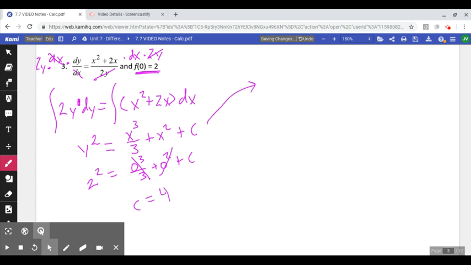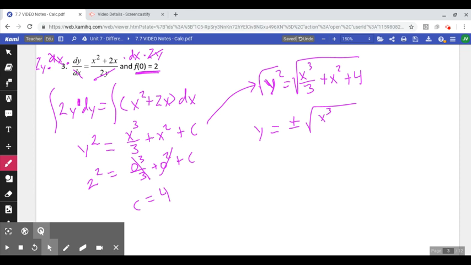At this point, what we need to do is go back to our, well, this is almost the general solution. We haven't solved for y yet. But we're going to go back to this line right here. And all we're going to do is replace the c with what we found c to be, which is 4. The last step here is to actually solve for y. So we're going to take the square root of each side here, and that's going to be y is equal to plus or minus the square root of x to the third over 3 plus x squared plus 4.